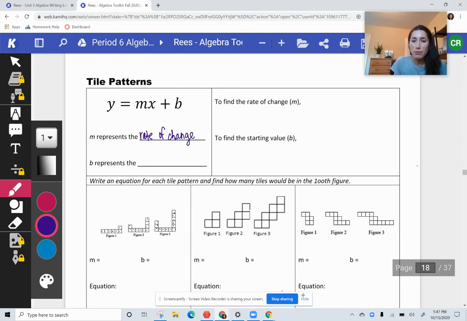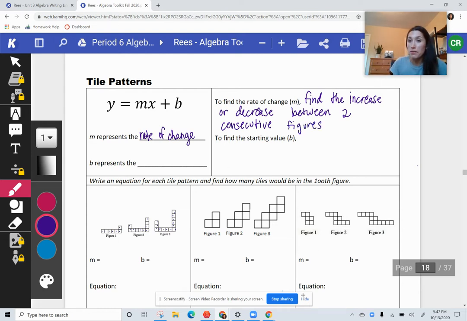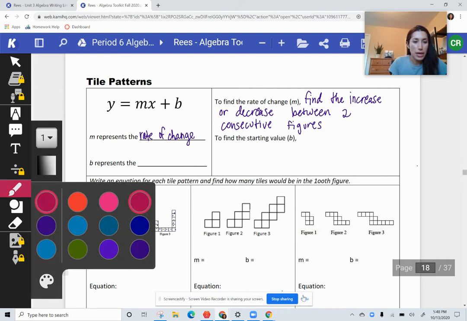Okay, so to find the rate of change, or m, on a graph, what you want to do is find the increase or decrease between two consecutive figures. And what that means is essentially between maybe figure 1 and figure 2, we want to know how much the tile pattern is increasing by or decreasing by. Okay. And now let's look at b.